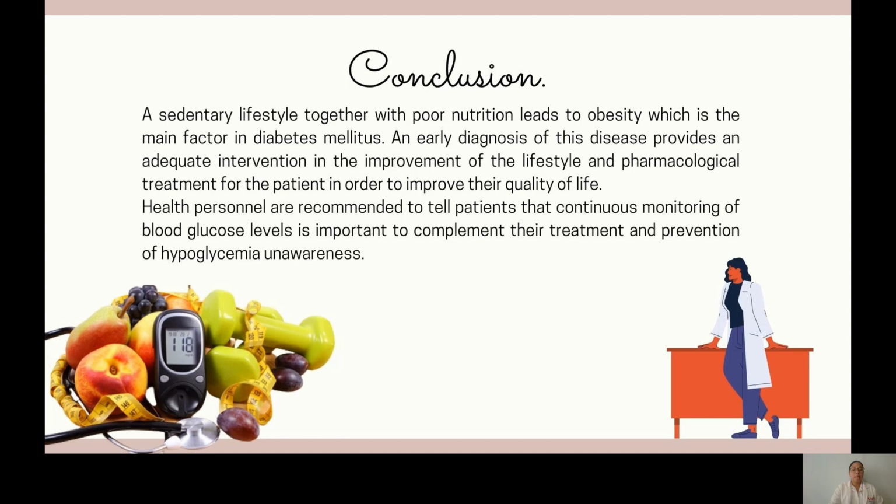The basic management of this type of patient who frequently attends the emergency area is based on the correct diagnosis of hypoglycemia with capillary glucose levels, an oral glucose tolerance curve, and the intake of rapidly absorbed carbohydrates to increase blood glucose, which confirms that the Whipple's triad is present, and also the adjustment in their insulin levels if it is required. In patients with type 2 diabetes, for the prevention of recurrent episodes of hypoglycemia, their lifestyle is modified through exercise and a balanced diet personalized for them. Health personnel are recommended to tell patients that continuous monitoring of blood glucose levels is important to complement their treatment and prevention of hypoglycemia unawareness.